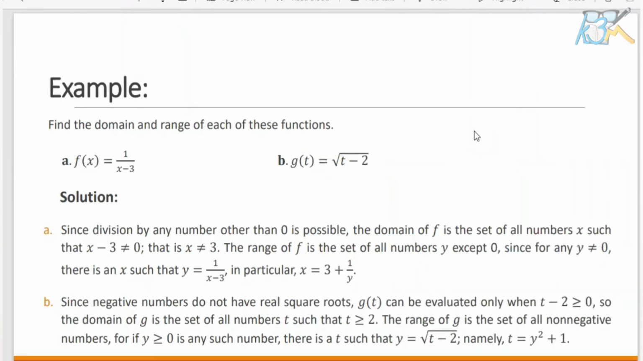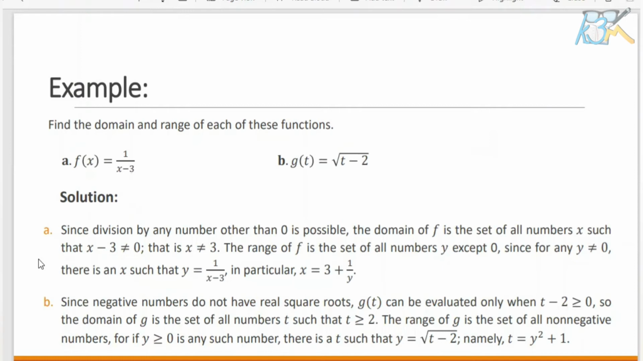Now let's proceed to the example. Find the domain and range of each of these functions. A, f of x is equal to 1 over x minus 3. B, g of t is equal to the square root of t minus 2.